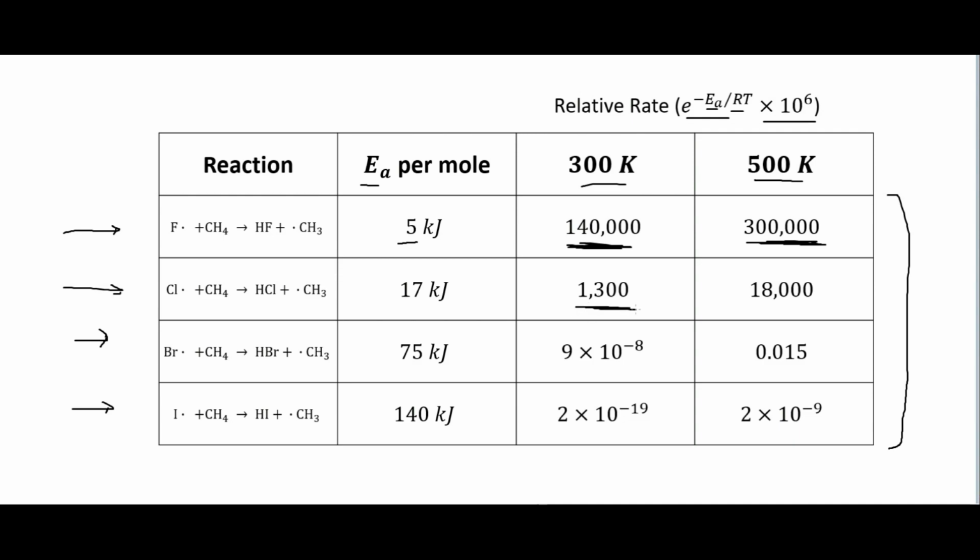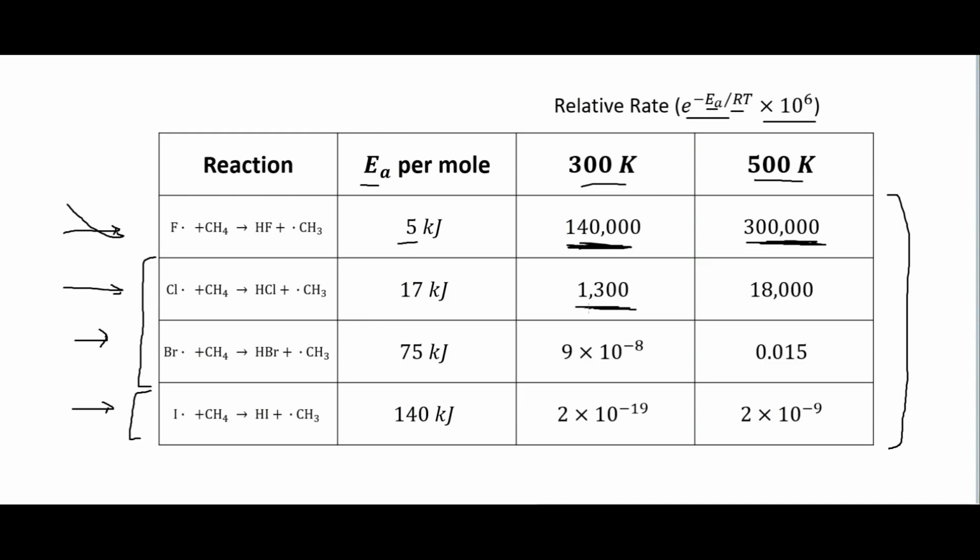And so I said in an earlier video that the fluorination is extremely fast. The chlorination and bromination are relatively fast, but they're slow enough that you can have a little bit more control over them. Then the iodination here is extremely slow. And so we can see that in these relative rates here, where this is this huge 140,000.